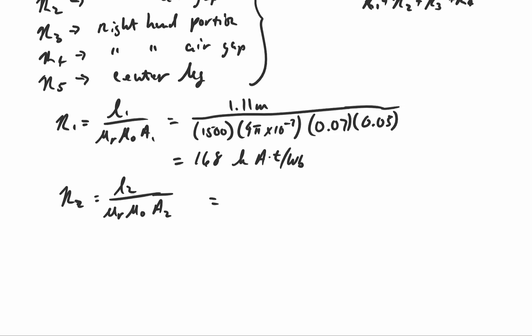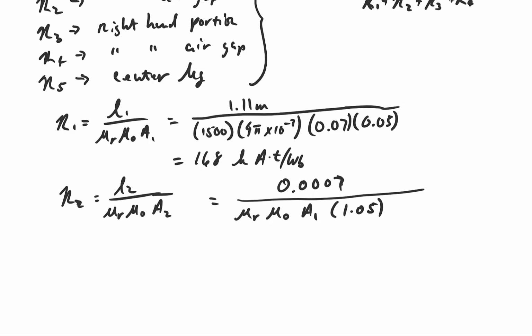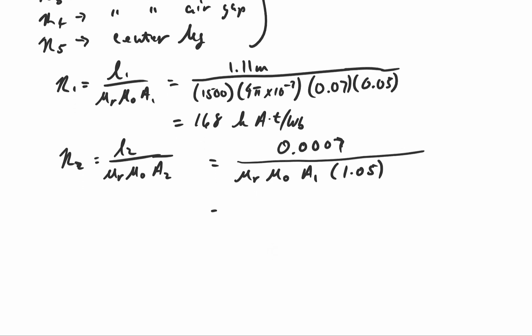So here my L2 is 0.0007. I think I missed a 0 there. And I can just call this mu r, mu naught, A1, which is all of this, times 1.05. And that gives me the factor between A1 and A2, just so as to not rewrite all of those numbers again. This equals 152,000 ampere turns per Weber.